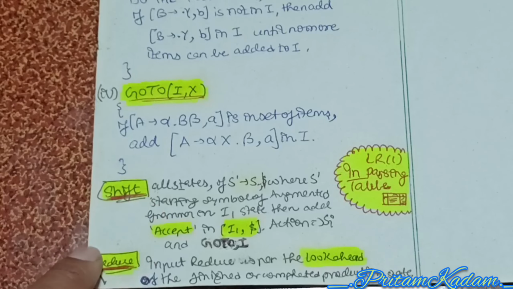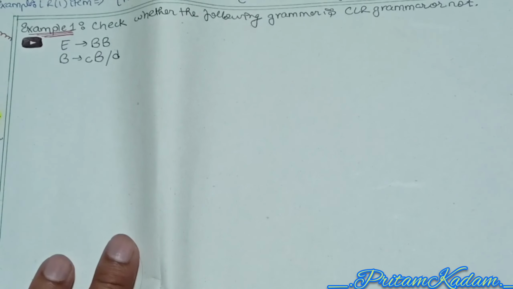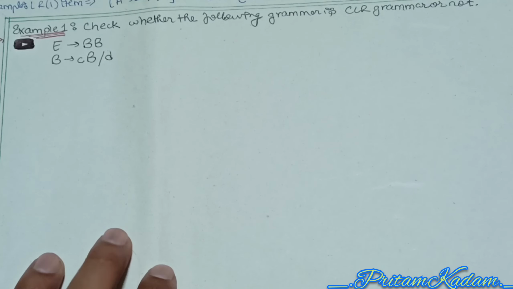So we have this example. Check whether the following grammar is a CLR grammar or not. We have the productions: E gives capital B capital B, and B gives small c capital B, and B gives small d.